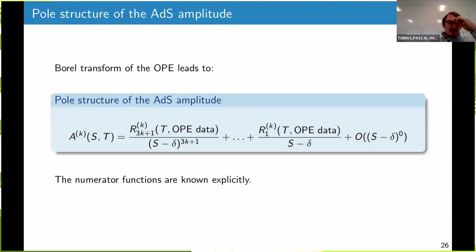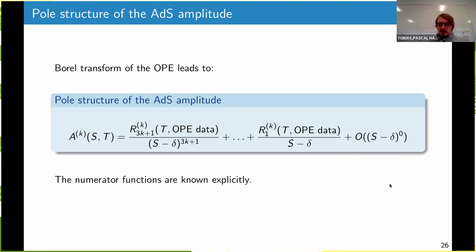Okay, so now what do we get for the OPE when we do this Borel transform? Now we do a Borel transform and at the same time the large coupling expansion. And what we get is that the kth curvature correction to the AdS amplitude has poles up to order 3k plus 1. And these numerator functions can be precisely computed by just doing this Borel transform of the Mellin amplitude. So we know how the poles of the Mellin amplitude look, because it's fixed by the OPE. So we can compute this exactly. The only unknown thing in this equation is the actual OPE data.